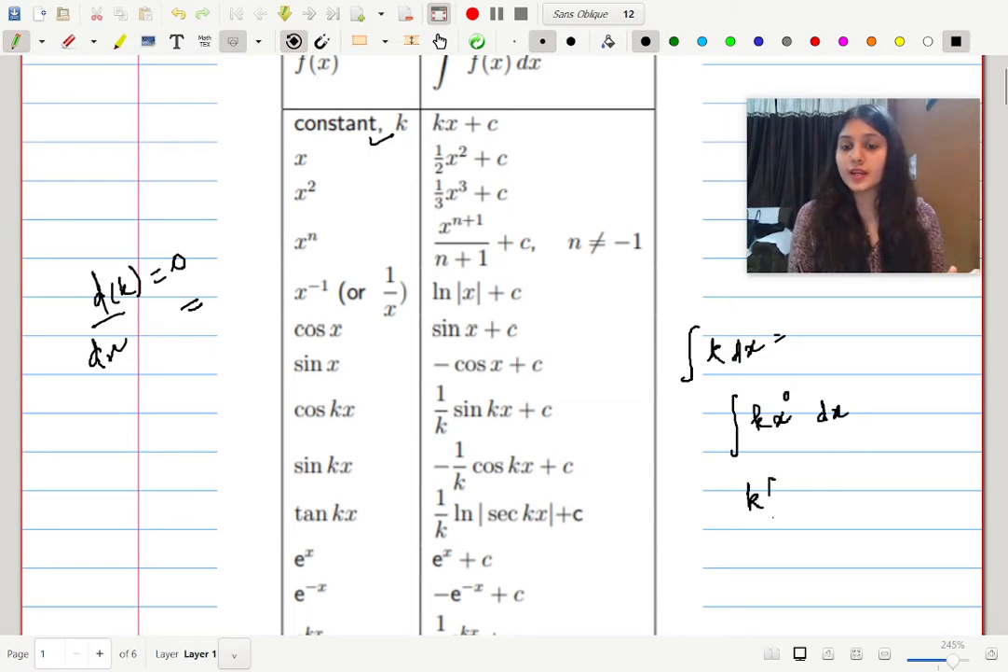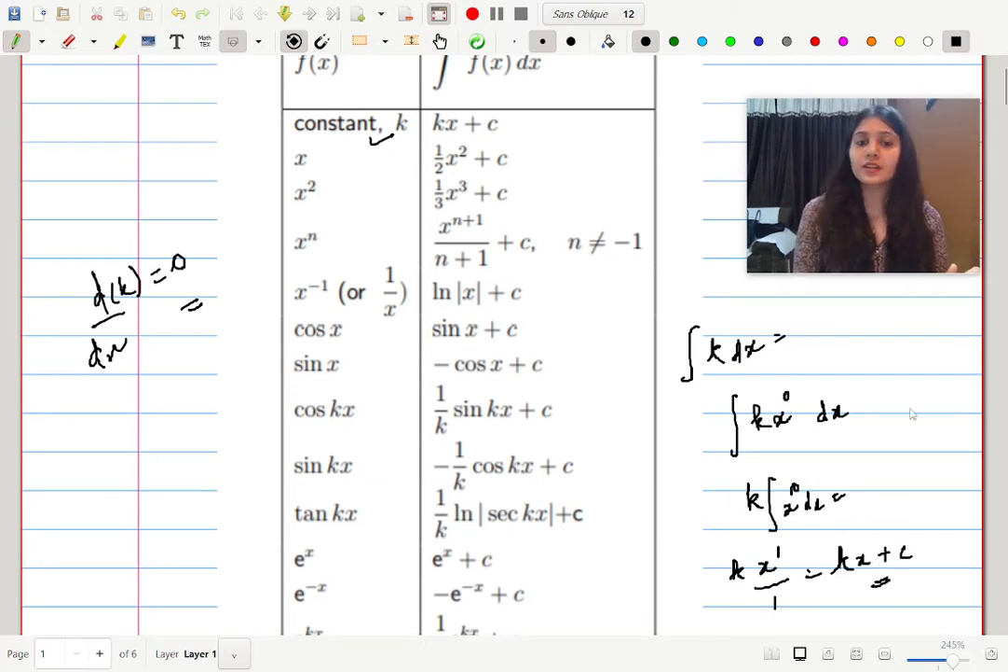So k will go outside, it becomes x to the power 0 dx. And by using a simple formula, this is k x to the power 0 plus 1, which is 1 upon 1, so it becomes kx, of course plus c. Clear? So there's no need to memorize how to derive this. The simple formula which I have told you works great, works like magic.